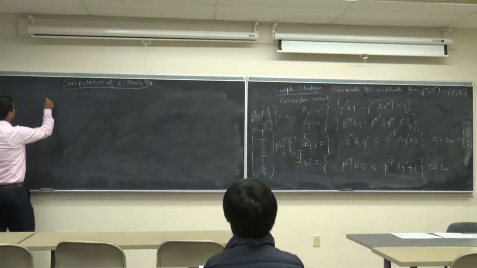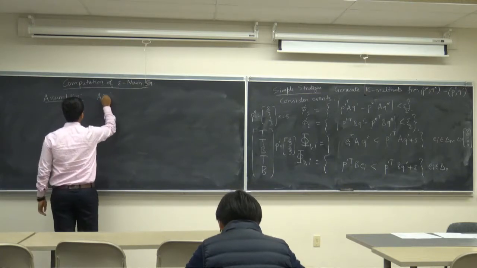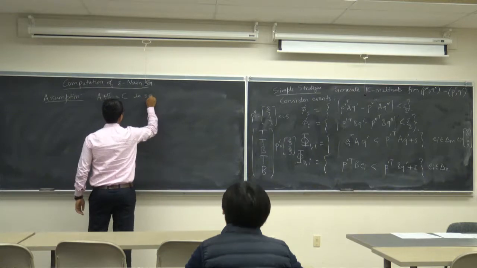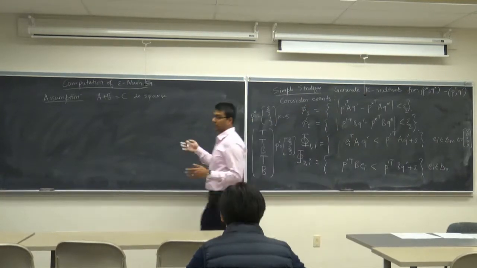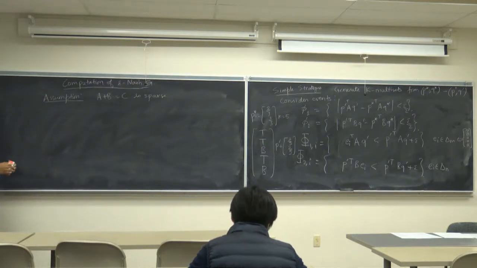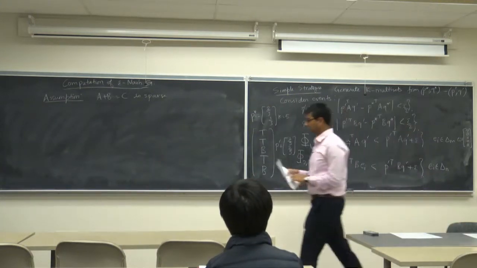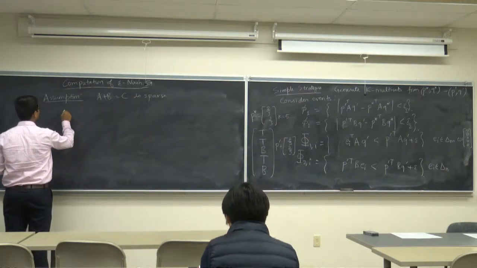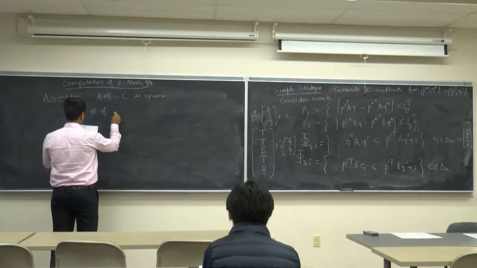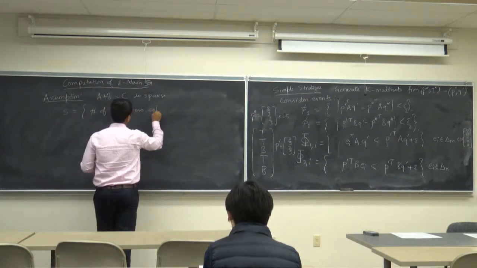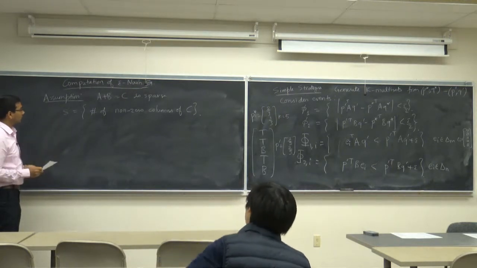So, assumption: A plus B equals C is sparse. I am writing it as an assumption because it turns out that the algorithm has good properties for sparse matrices, but it can also compute an epsilon Nash for the original problem without the sparsity constraint. So what is sparsity? I want to define sparsity. I say that S equals the number of non-zero columns of C. That's my measure of sparsity.